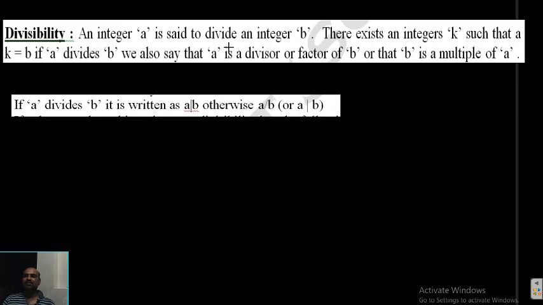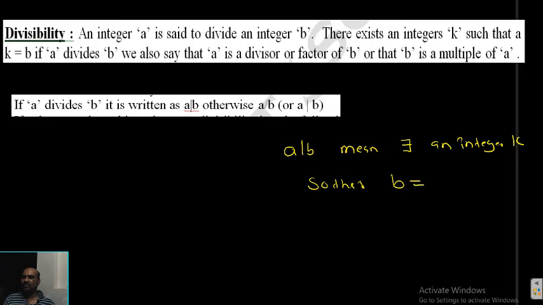Now, just observe here. An integer A is said to divide another integer B if there exists an integer K such that B equals K into A. That is what I explained, and it is clearly given here. So, A divides B means there exists an integer K so that B equals K into A, or A into K.